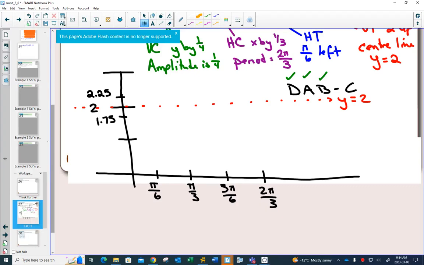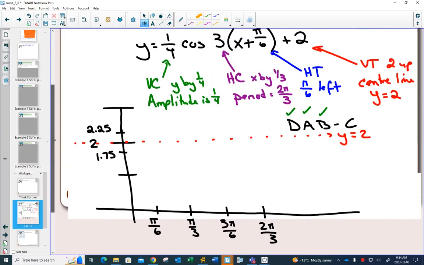Next, it says graph it without the shift. That's what the dash does. In this case, we are doing a cos graph, and a cos graph starts at a maximum. So I go to maximum, then I go to my center line, then my minimum, then my center line, then my maximum. And this is the graph before the shift.